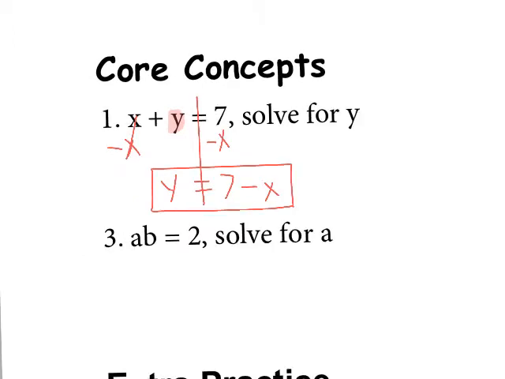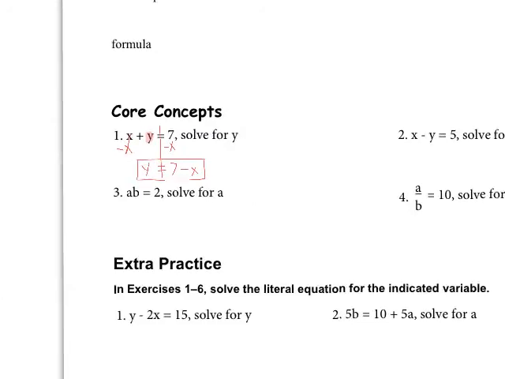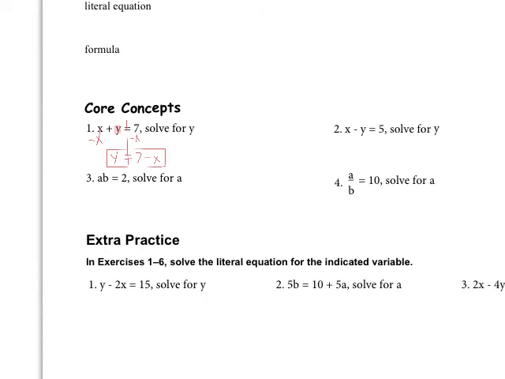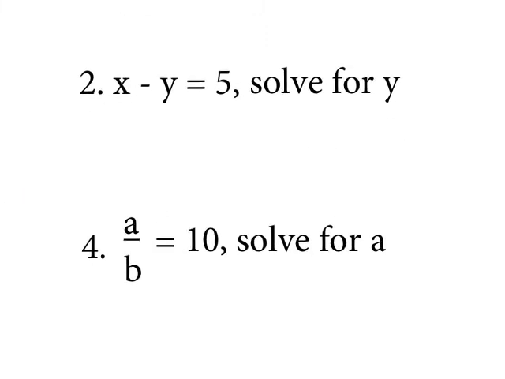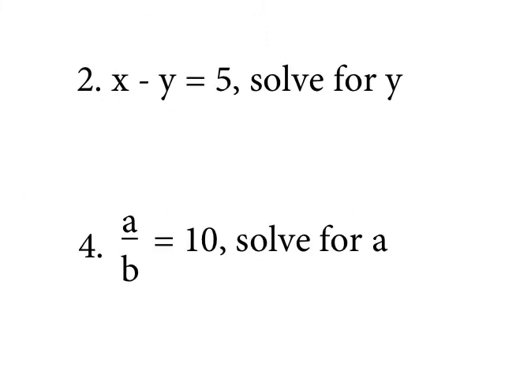Okay. All right, let's look at number 2. Okay, so I have X minus Y equals 5. So I'm trying to solve for Y. Am I trying to solve for Y or negative Y? Negative variable. Does it say solve for negative Y? No. It says solve for Y. Okay, so that's going to be important a little bit later.